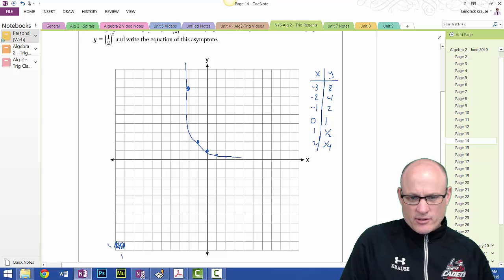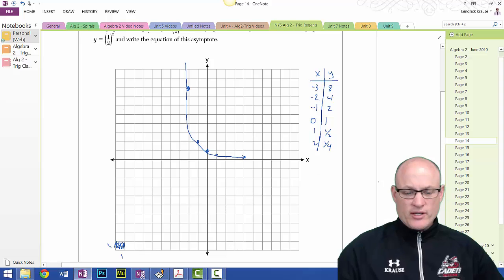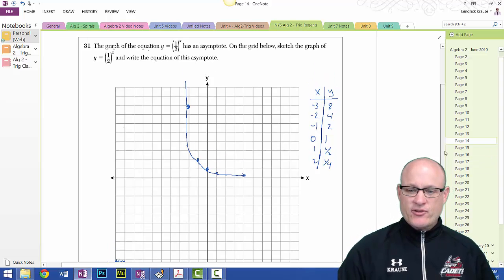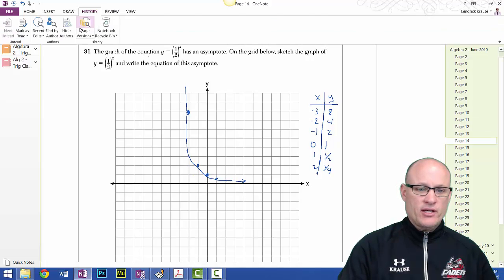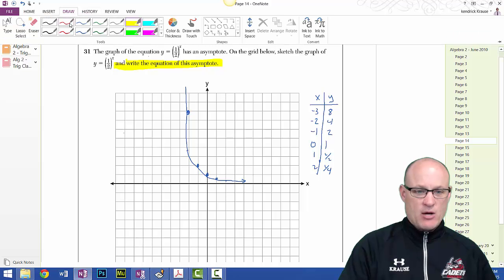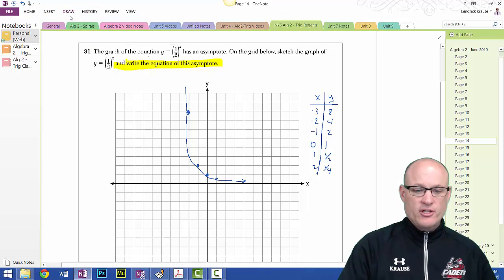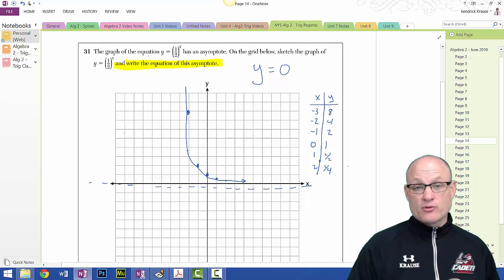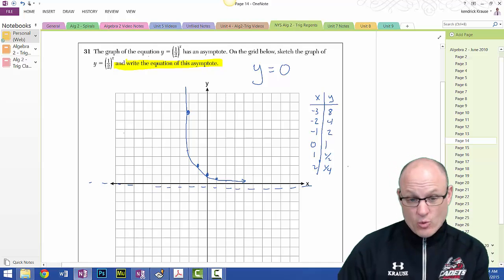So you'll have to make sure. But notice it's getting really, really close to the x-axis, but not touching it. It asks here, if you look right here, it says, write the equation of the asymptote. If you don't do that and you just graph the thing, you just got 1 out of 2 points. Congratulations, you didn't do it. The asymptote is y equals 0. It's this line right here where it's getting closer to, and that line is y equals 0. You have to remember that y equals lines are the horizontal lines.